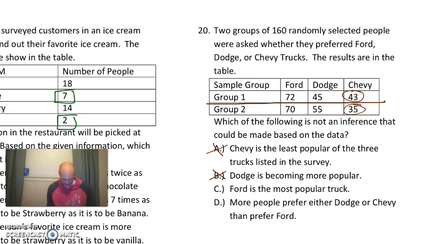More people picked it. D, more people prefer either Dodge or Chevy than prefer Ford. So we could add up Dodge and Chevy, but this is inferencing, so it's kind of like estimating, okay? So we don't want to go all crazy and do all kinds of work. So is Ford the most popular truck? Yes, it is. It is C.